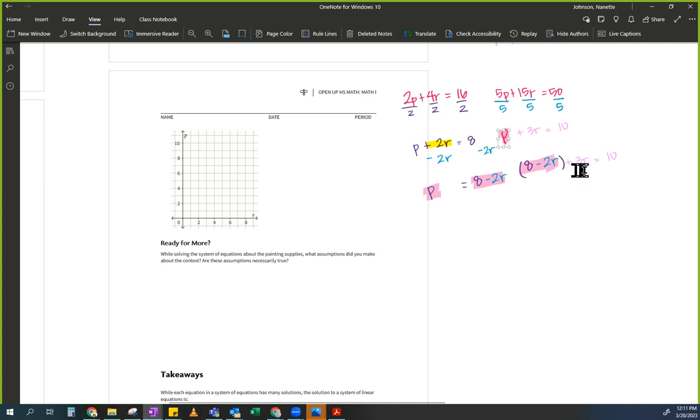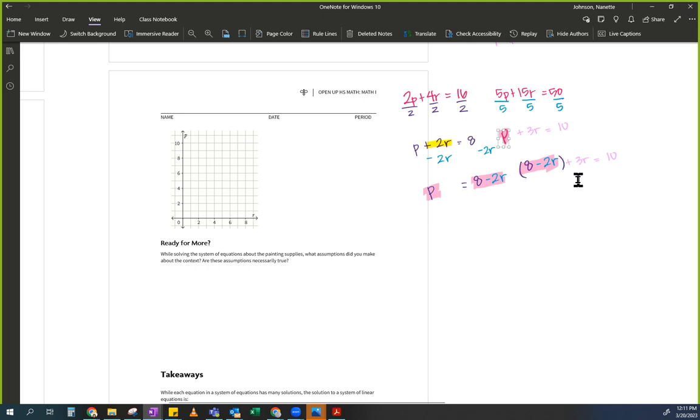Yeah, negative 2r plus 3r. Very good. These are called like terms. Everyone say like terms. Like terms, Miss Johnson. So like terms means I can put them together in a bucket. So what's negative 2 of something plus 3 of something? Yeah, it's one of them.